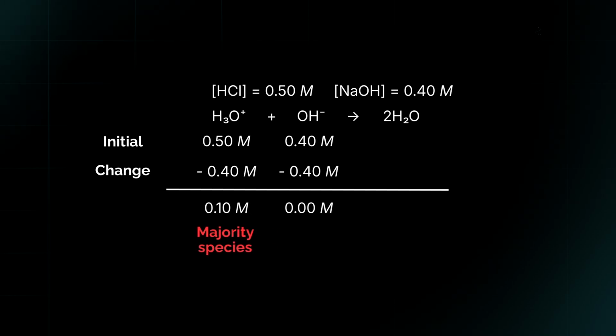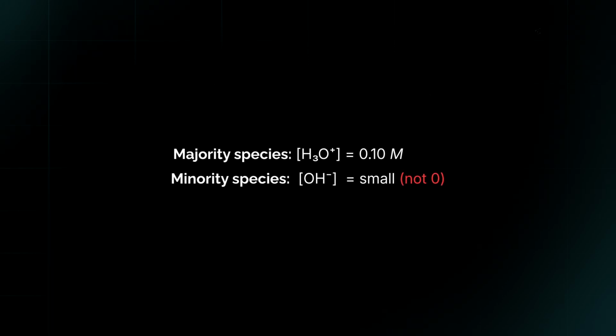We have assumed that the neutralization reaction goes to completion, or K goes to infinity. But remember, K is large, not infinite. Therefore, the hydroxide ion concentration is small, but not zero. It is the minority species. We can now determine its true concentration. We know the hydronium ion concentration is 0.1 molar.